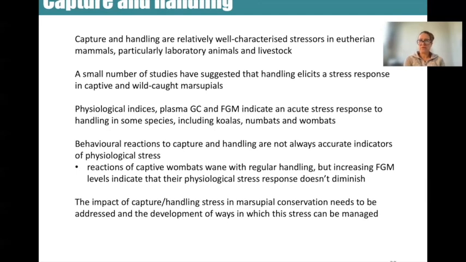It's also been discovered that behavioural reactions to capture and handling are not always accurate indicators of physiological stress. It's been shown that reactions of captive wombats will wane with regular handling, but an increase in sustained fecal steroid levels indicates that their physiological stress response actually doesn't diminish. So this impact of capture and handling stress in marsupial conservation obviously needs to be addressed, and we need to think about ways in which this stress can be managed and mitigated as much as possible.